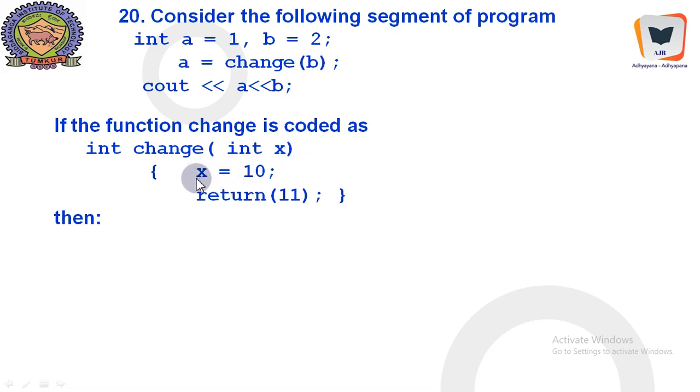But here is a local variable x equal to 10, but it is returning 11. It is this value which will go and occupy in A. So A will get 11. B is whatever that is there in this particular function, whether it is main or whatever.